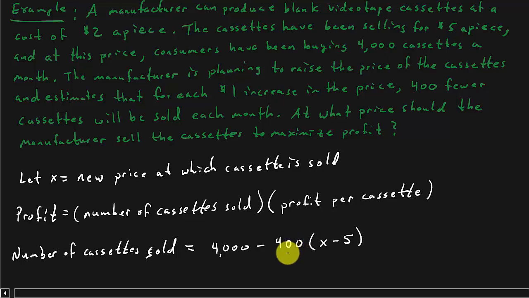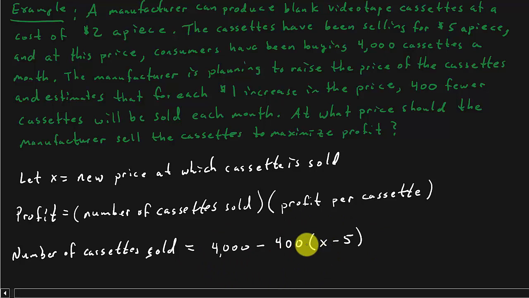So let's suppose we raise it another dollar. We raise it $2. Then that would mean what? That 800 fewer would be sold. Well, if we raise the price $2, where x would be $7, 7 minus 5 is 2. 2 times 400 is 800. And same thing if you raise it $3. So that would be $8 a piece. 8 minus 5 is 3. 3 times 400 is 1,200 fewer would be sold. So this is your number sold.